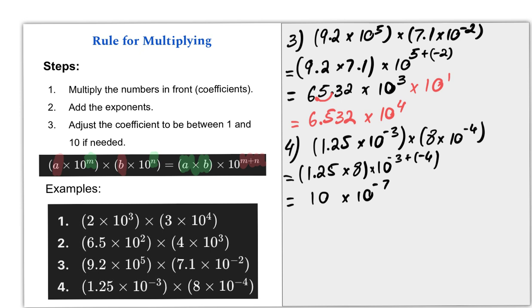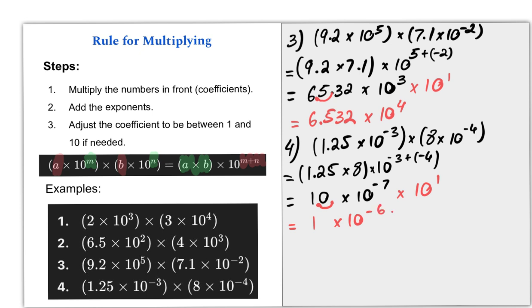Again, our number 10 is equal to 10, but it's not less than 10. So we have to move the decimal to the left. When we do that, we have to multiply by 10. So the answer will be 1 times 10 to the negative 7 plus 1, which is negative 6.